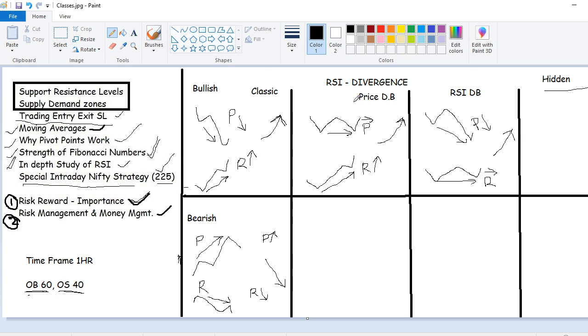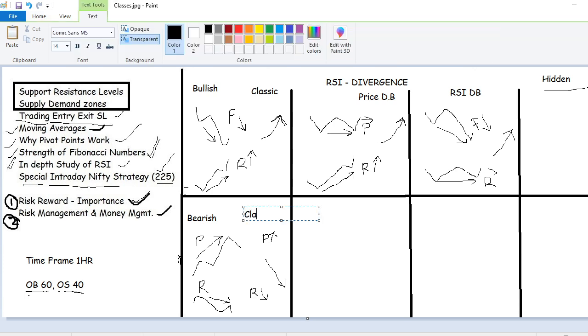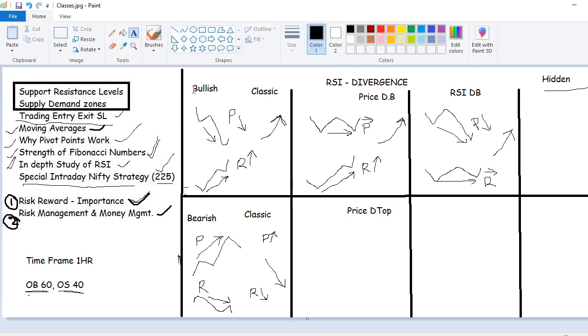Now as we said, price double bottom, there it will be price double top. This is the classic. Now here price double top. What does that mean? Price is making a double top like this, price is flat, RSI falling down.